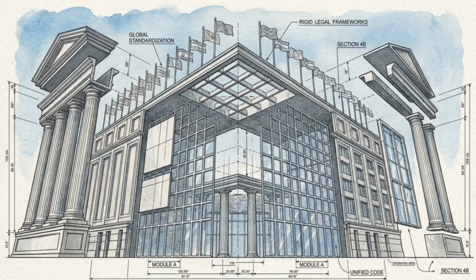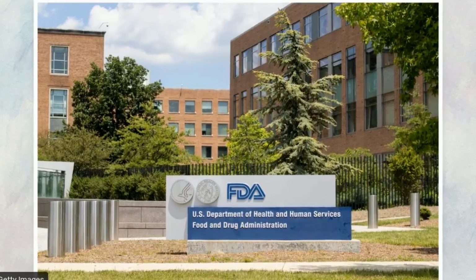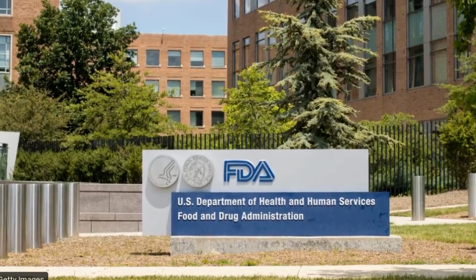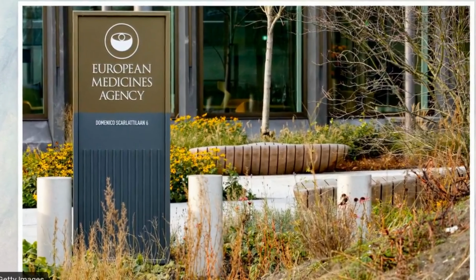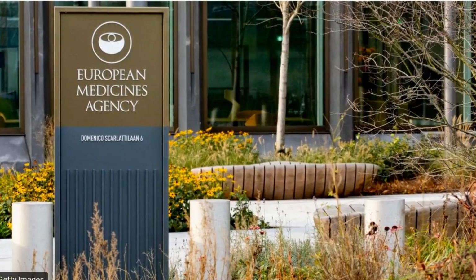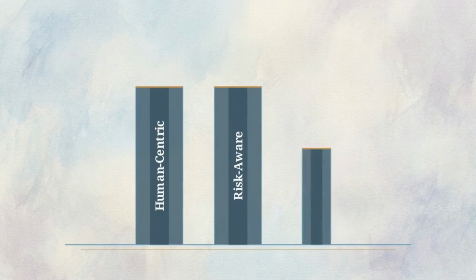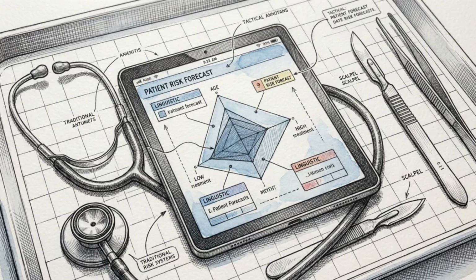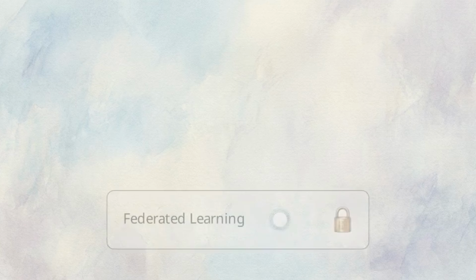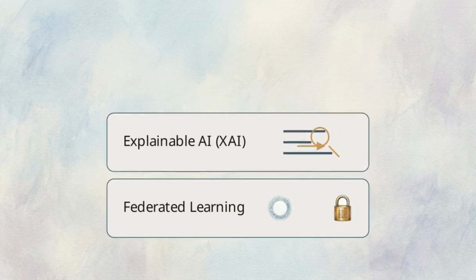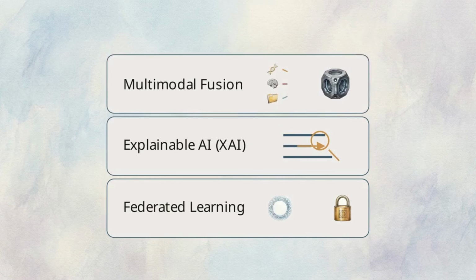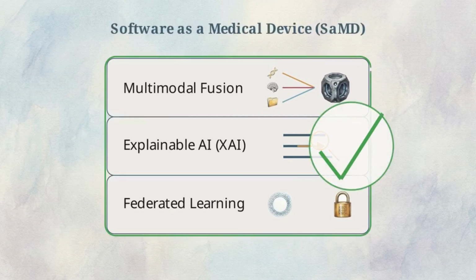The transition of these technologies into the clinic is guided by a specific set of international standards. In 2026, the U.S. Food and Drug Administration and the European Medicines Agency established 10 joint principles for good AI practice. These mandate that AI systems in medicine must be human-centric, risk-aware, and built with clear data governance. Under these principles, predictive algorithms are legally classified and regulated as software as a medical device, or SAMD. Successful deployment requires building the technical stack, multimodal fusion, XAI, and federated learning, specifically to satisfy these legal requirements.